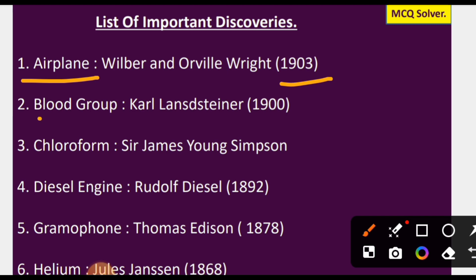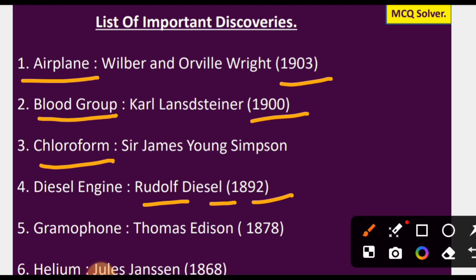Now the second one is the blood group. Blood group was discovered by Karl Landsteiner in the year 1900. Now the third one is chloroform. Chloroform was invented by Sir James Young Simpson. And number four is the diesel engine. The diesel engine was invented by Rudolf Diesel in the year 1892.